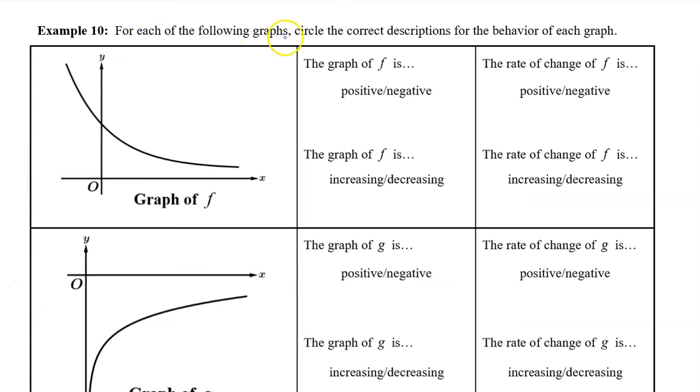For each of the following graphs, circle the correct descriptions for the behavior of each graph. Here's the graph of f. The graph of f is positive or negative. Well, f is above the x-axis, so it is positive. Also, the graph of f is increasing or decreasing. You can see that it is falling from left to right, so the graph of f is decreasing.